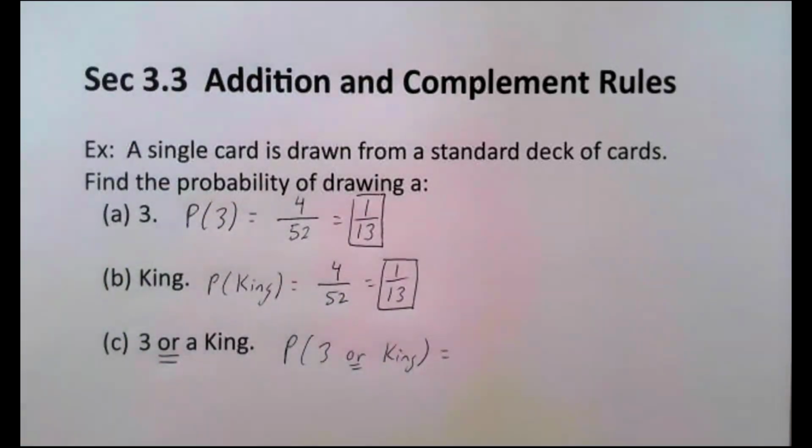Well, this is a case where these two events, being a 3 or being a king, are not going to happen at the same time. In other words, if I pull a card from a deck, it's never going to be the case that it's a 3 and it's a king at the same time. That's impossible, right? So the events of being a 3 and being a king are mutually exclusive. In other words, it's impossible for those two things to happen at the same time.